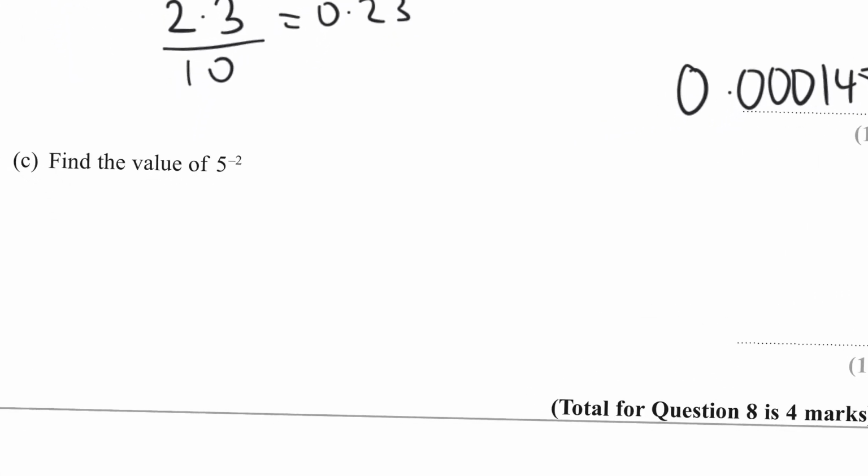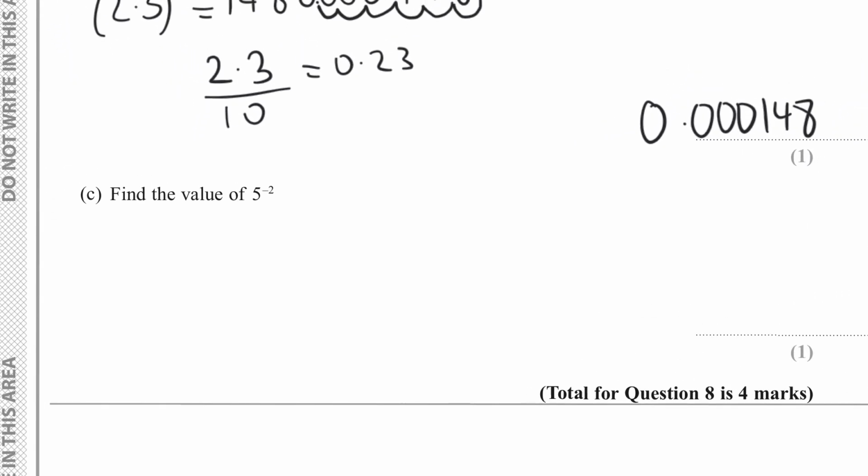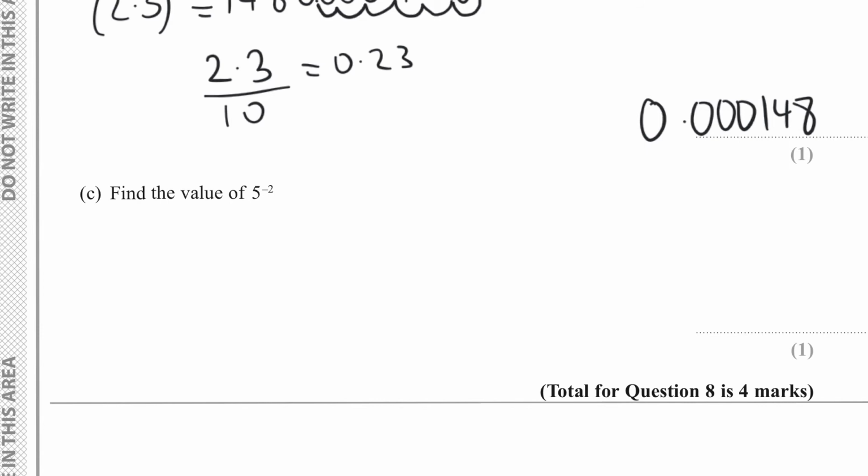Then the next question says we've got 5 to the power of minus 2. Based on your indice laws, if you have a negative power, it means that you are going to make this a fraction. So it'll be 1 over 5 squared. We know that 5 squared is 25, so it's 1/25. However, it says find the value. So we need to convert this into a decimal, which would leave us with 0.04.